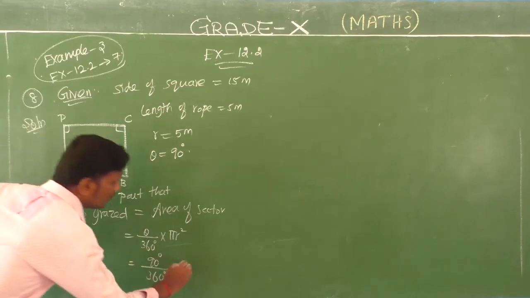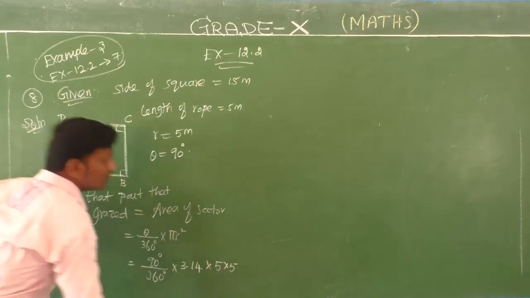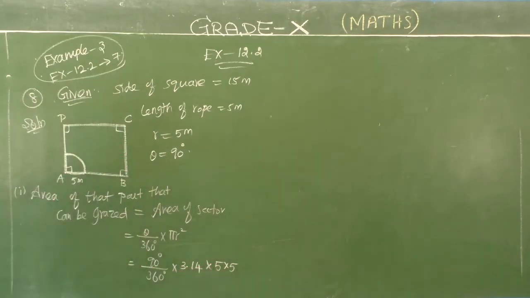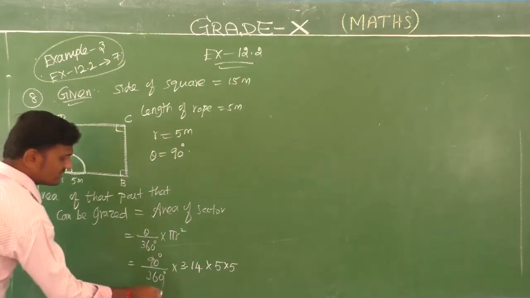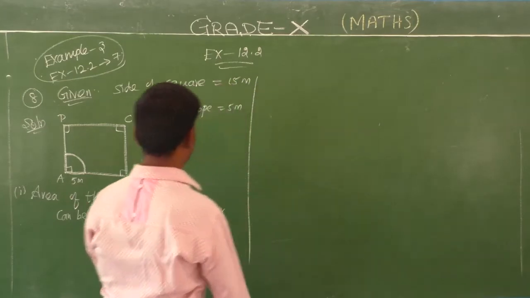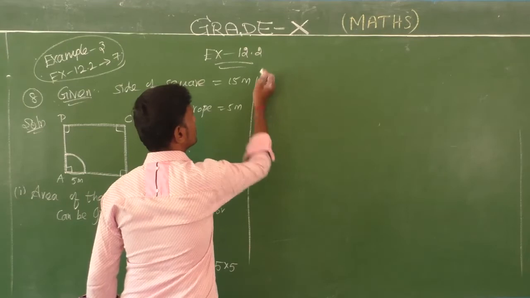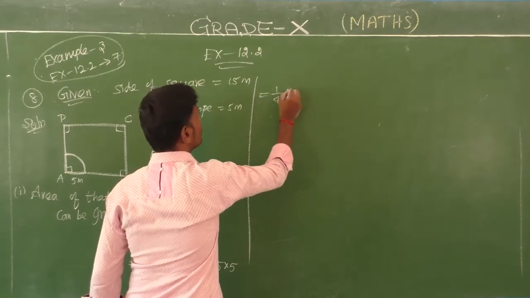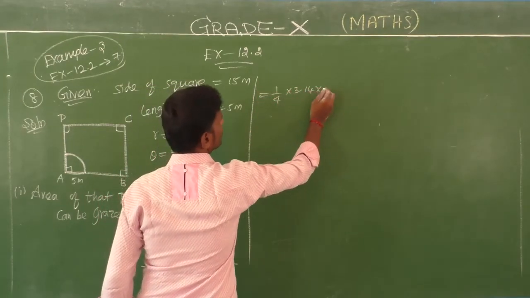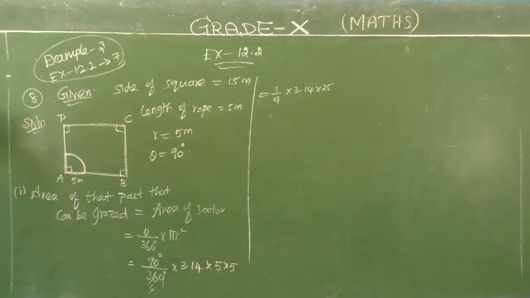Yes, students. Okay. Now the value of pi is 3.14 and the radius is 5, so 5 into 5. Now I am going to simplify. 0, 0 cancel, 9 ones are 9, 9 fours are 36. So now 1 by 4 into 3.14 into 5 fives are 25. Now I am going to multiply 3.14 into 25.